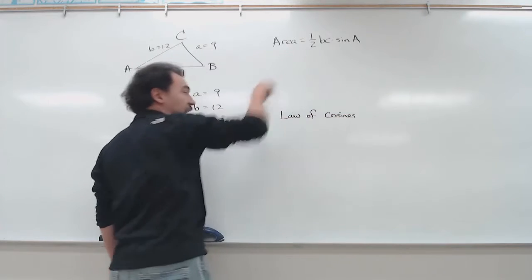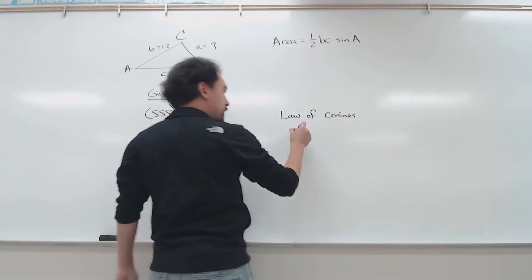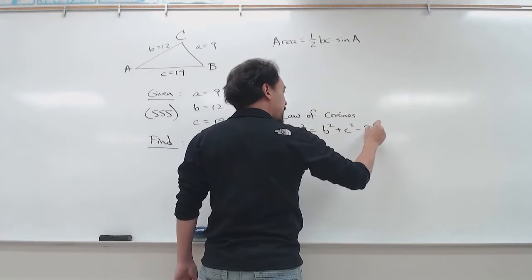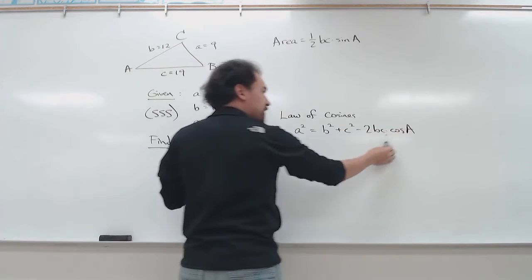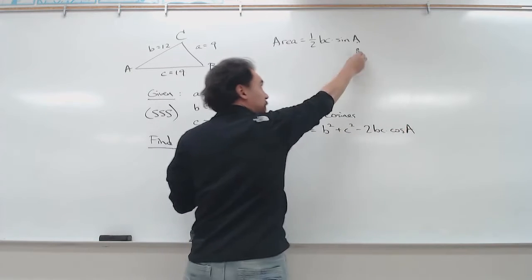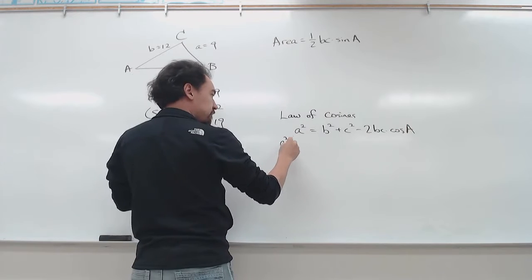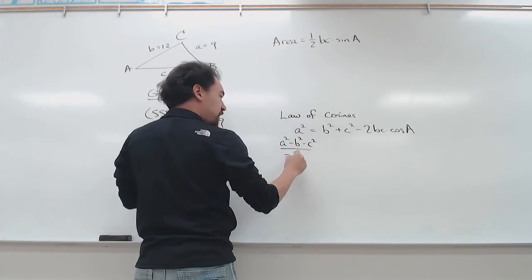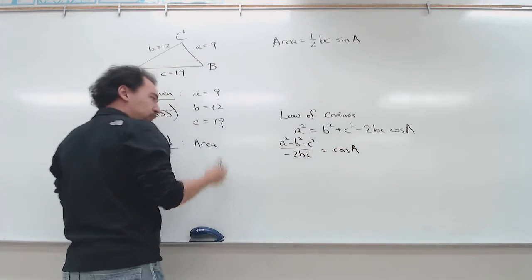And since I have sine of A up there, I want to find angle A. So I'm going to use the version of the law of cosines that lets me write down cosine of angle A. And my goal is to solve to get angle A so I can put it up in there. All right. Let's move the b squared and c squared over. And let's divide by the negative 2bc that's multiplied on the cosine. And now we have this. We can plug in the numbers.